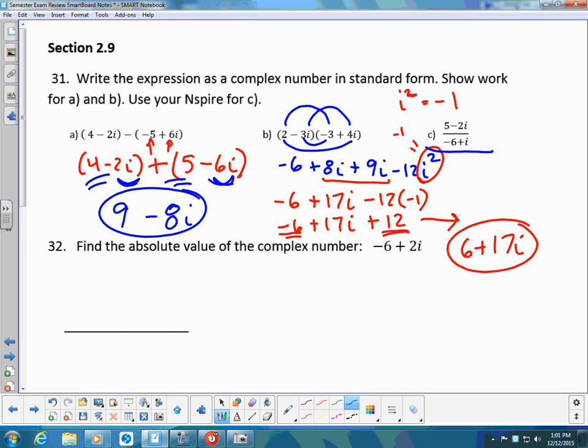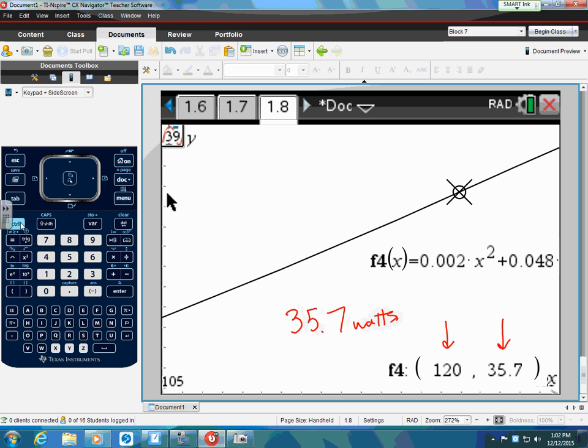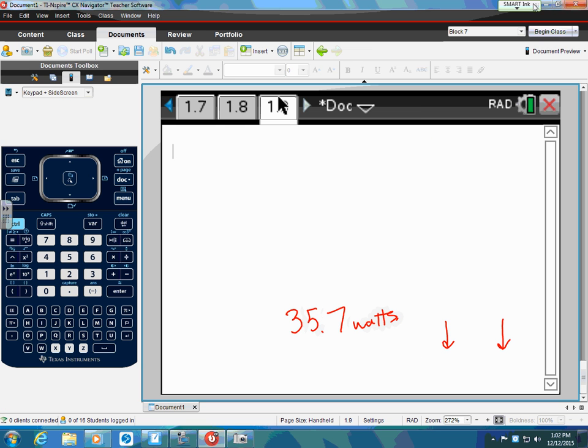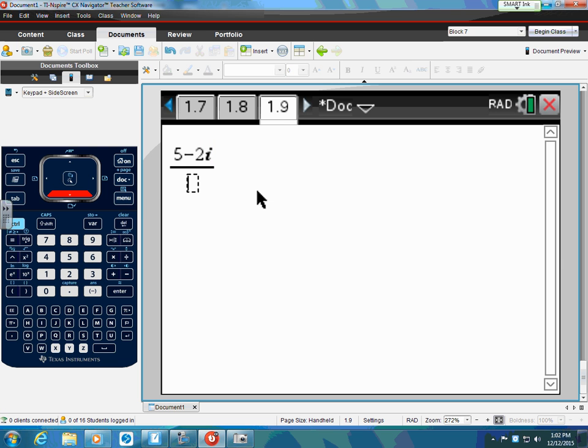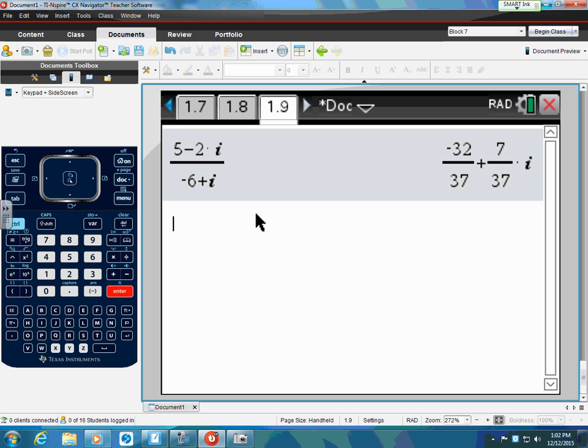Now, what about C? I'm trying to do 5 minus 2i over negative 6 plus i. This one, we're just going to do the whole thing on the calculator. So if I go to a calculator page or scratch pad, and let me clear this ink off here, and so if I'm going to enter this ratio, I'm going to do Control and the divided by key to pull up a fraction template. I want 5 minus 2, and I have to use this pi button to get this special i, and then down click, and I want negative 6 plus, and again I need that pi button, and I'm going to get the special i. I just need to push enter, and I get my answer of negative 32 over 37 plus 7/37 times i. So that's your answer for part C.